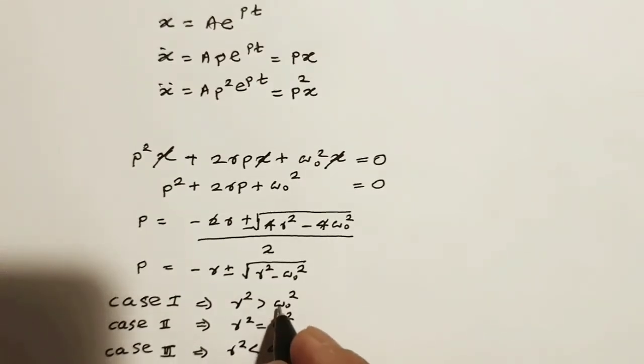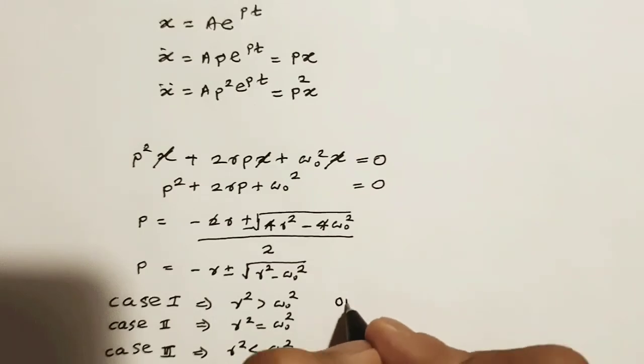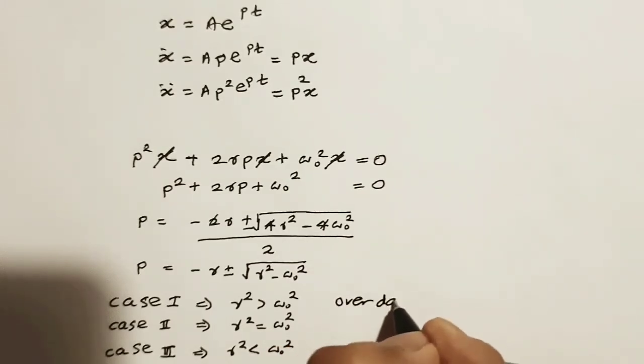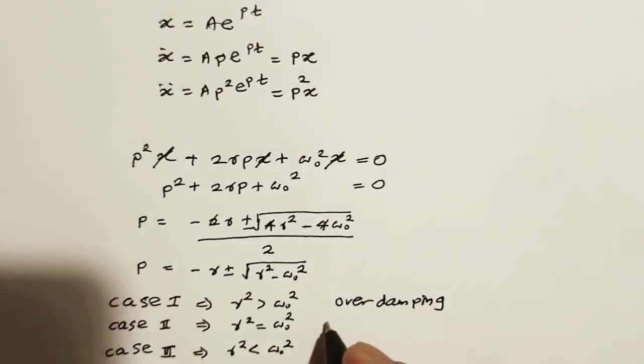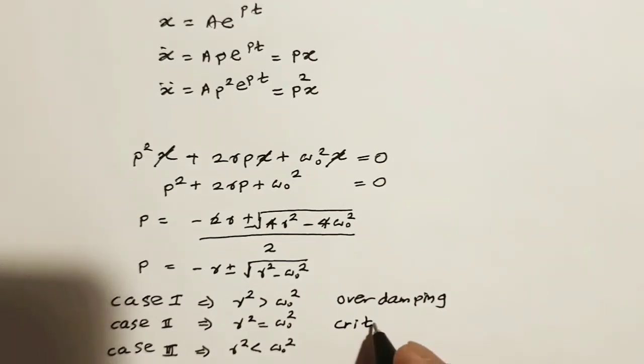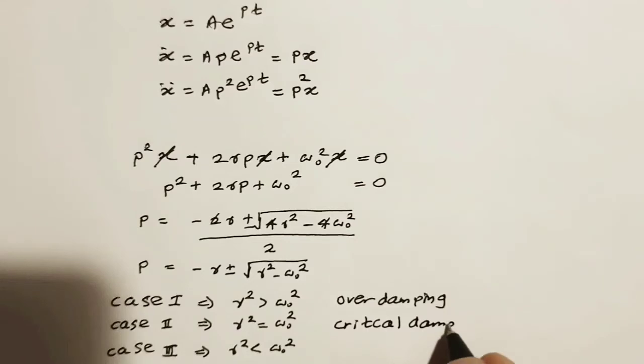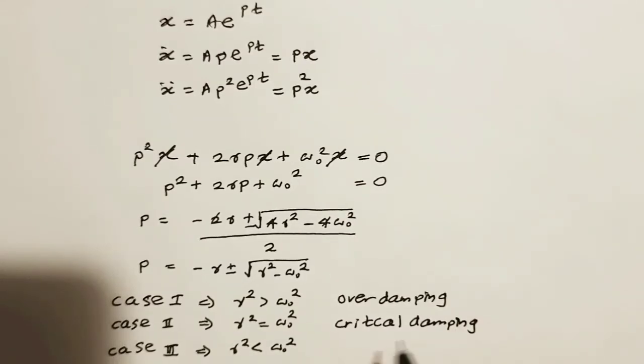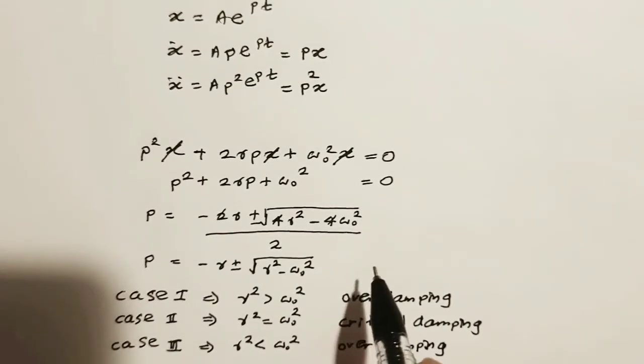Now this solution is said to be over damping. This is said to be critical damping. And the final solution is said to be under damping. So these are the damping scenarios we can obtain from this particular equation.